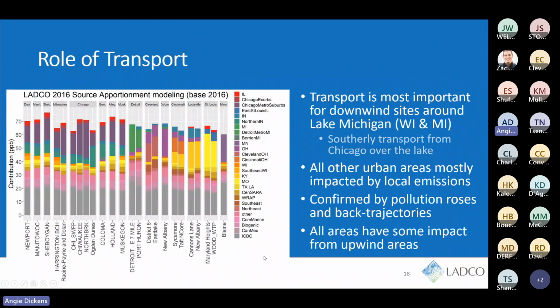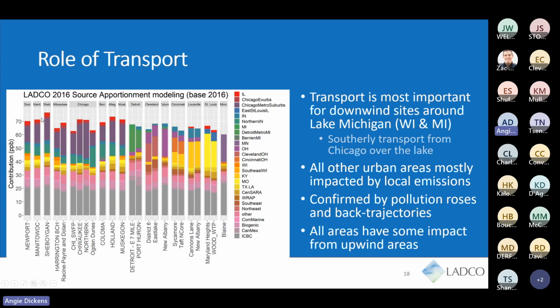This is base 2016 source apportionment. And this year, we were able to break it down by sub-portions of states. So it's not just Illinois, but we also were able to look at the Chicago metro and suburbs area, Chicago exurbs, East St. Louis, Indiana. So we have a finer breakdown here. And what we see is that transport from outside the local area is most important for downwind sites along Lake Michigan.